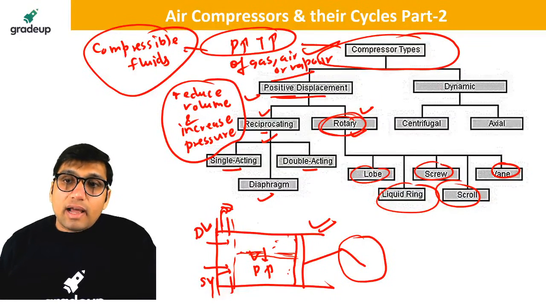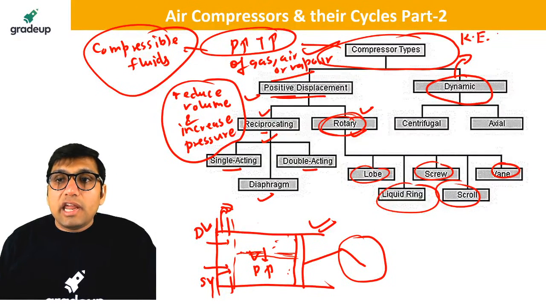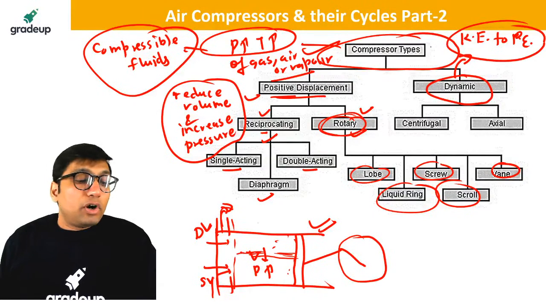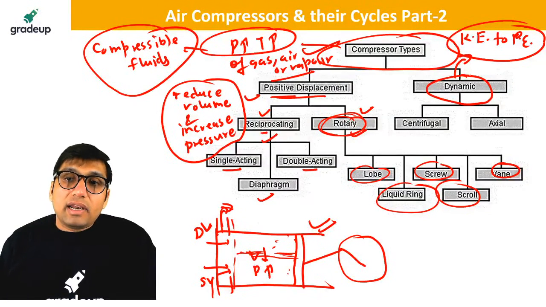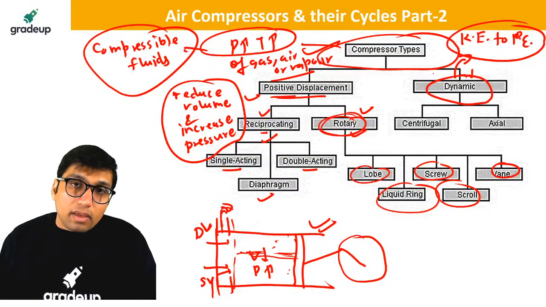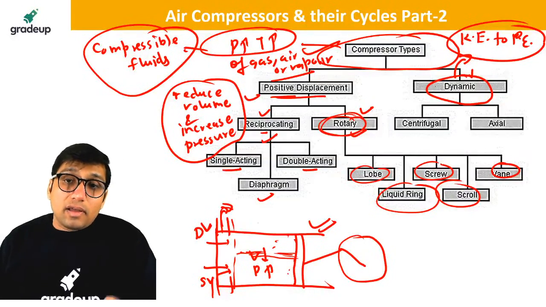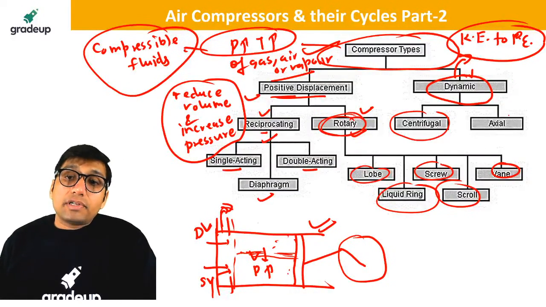Now, the other is dynamic compression. Dynamic compression is based on the simple method of conversion of kinetic energy into pressure energy. In dynamic compression, the kinetic energy of the fluid will be changed into pressure energy. Firstly, we increase the kinetic energy of the fluid, and after that, we convert that kinetic energy into pressure energy. These are of two types: centrifugal compression and axial compression.